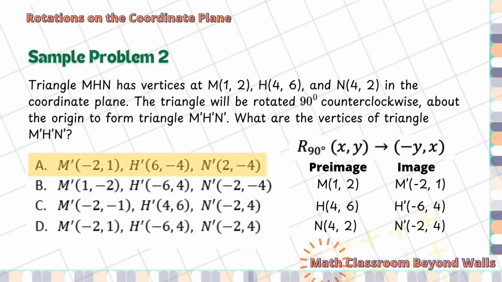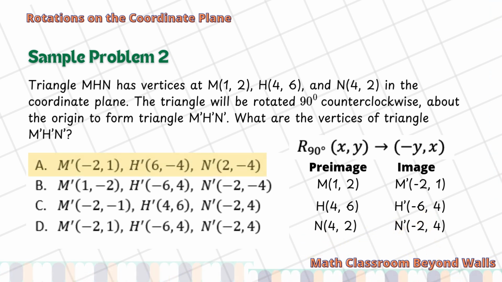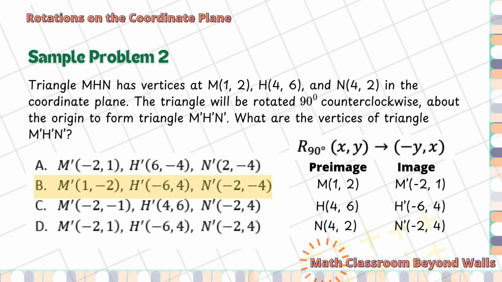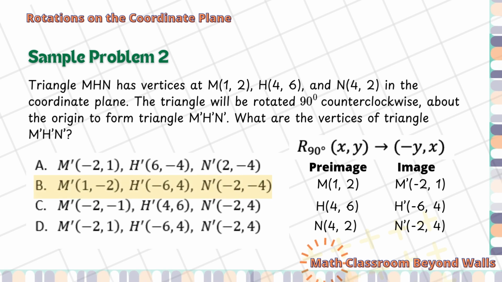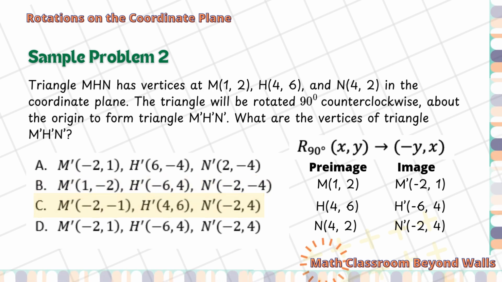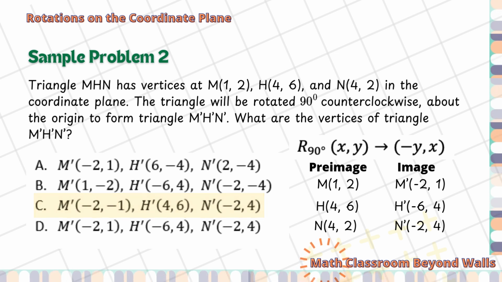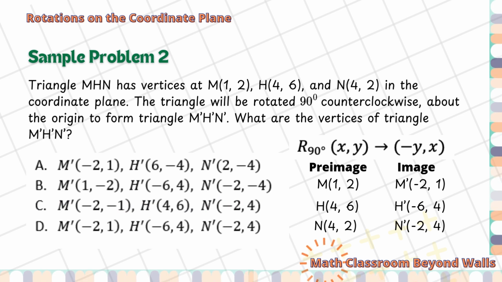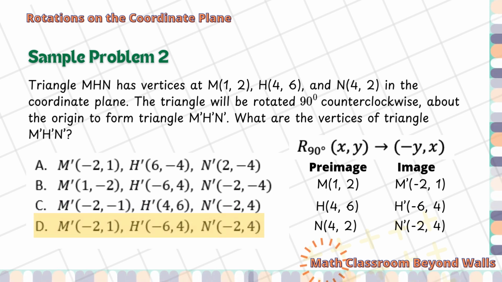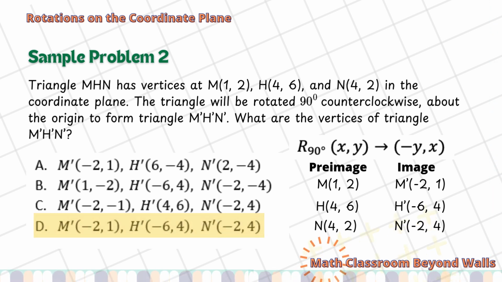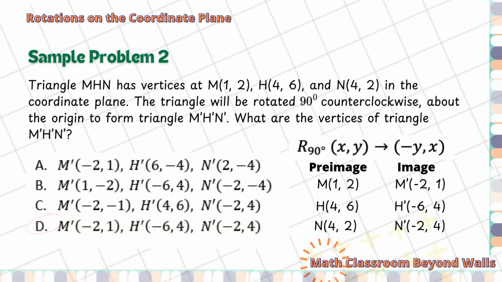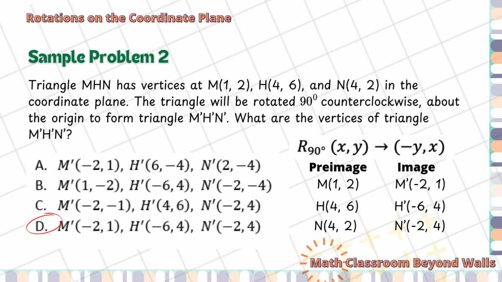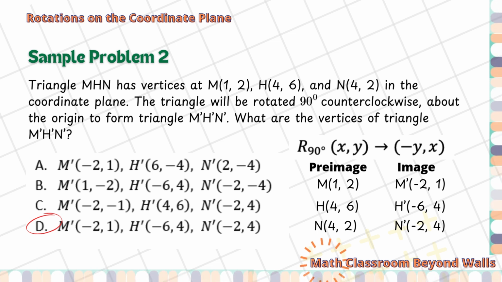Is it option A? Look at it carefully. So, no. Is it option B? Check the coordinates. Again, no. Is it option C? Check the coordinates of the vertices carefully. Again, no. Is it option D? Look at the vertices carefully again. Oh, yes, option D is the correct answer. There you are, learners. That was easy, right?